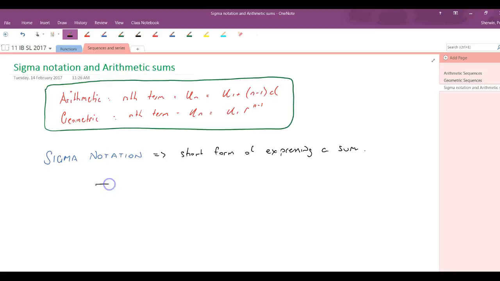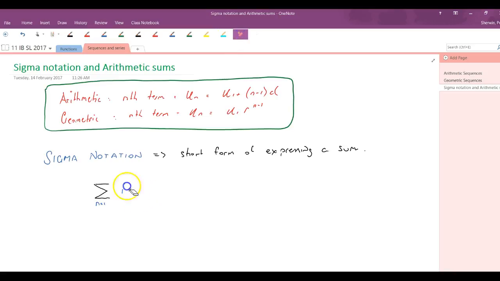Right, so sigma notation uses sigma, and the capital Greek letter sigma looks like that. The lowercase looks like that. But the uppercase, in mathematics, we use it as a symbol to denote that we're talking about the sum of.